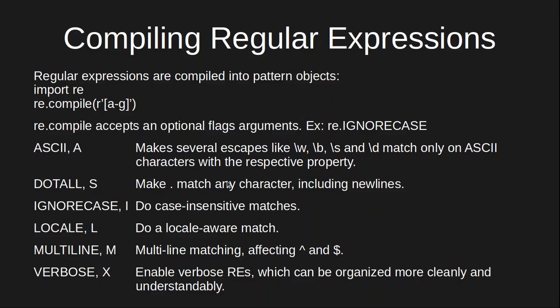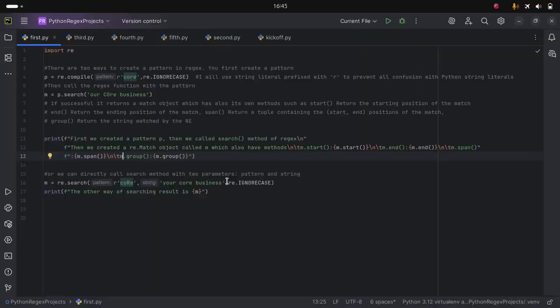Now let's move on to PyCharm to create our first regular expression pattern. There are two ways to work with the regular expression module. I will stick to the first one, which is creating the pattern object first and calling the appropriate method with this pattern. In the second one, you call the regular expression method directly, which accepts two arguments, pattern and string.